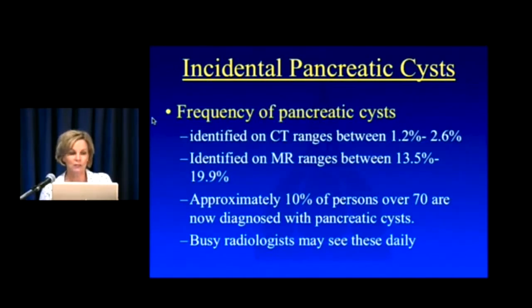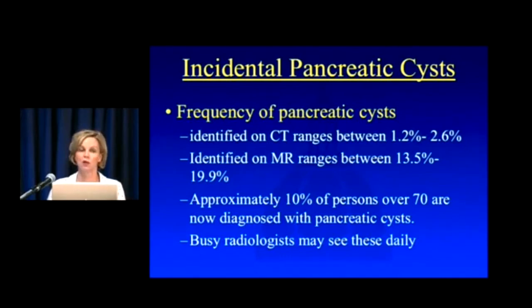So what is the frequency of pancreatic cysts? Well, it depends on what part of the literature you're looking at. If you look at CT, those studies where they look at CT scans and see how often they find an incidental pancreatic cyst, it happens between 1% and 3%. Now, MR is going to be much more sensitive. So in those studies, it could be between 14 and 20% of patients will have incidental pancreatic cysts.